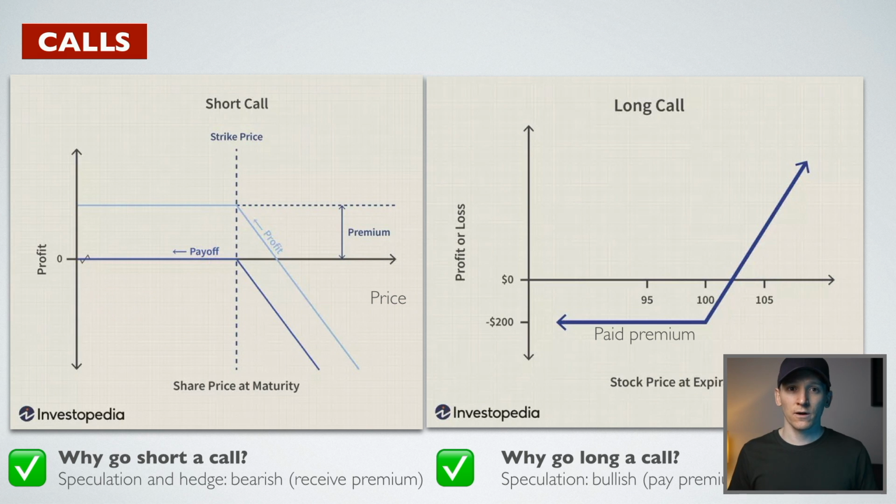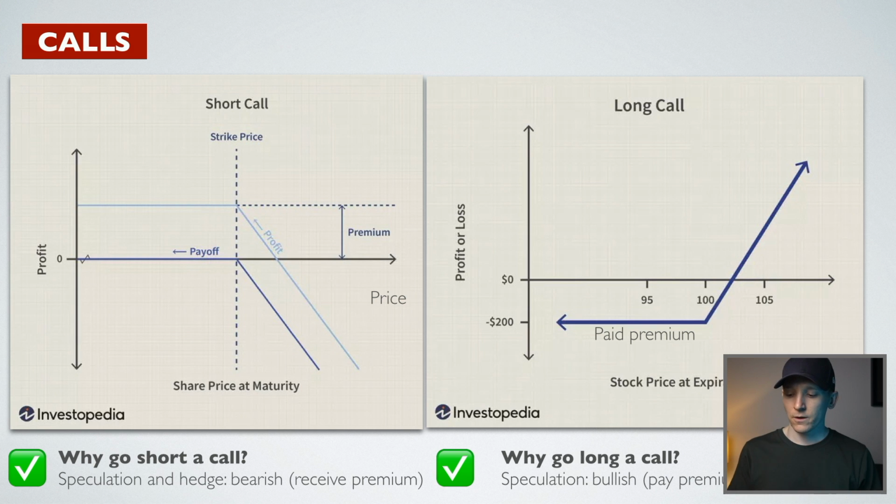So if you have a portfolio anyway, you can actually receive income and supplement your portfolio and try to get an edge out of it and increase the amount of money that you're earning from it. So I'll go over some of those reasons here. Firstly, let's look at the call option and why you'd go either long or short a call.